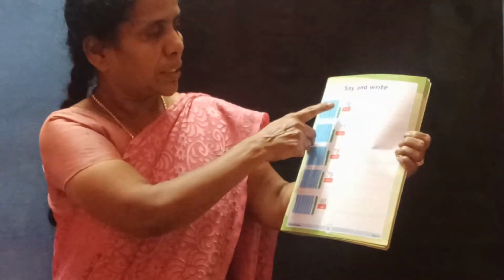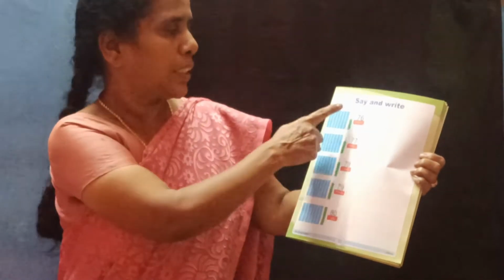Good morning to all. Today we are going to see numbers and number names from 76 to 80. Turn your book to page number 29 and 30. Last week we learned the numbers and number names 71 to 75. Today we are going to see numbers 76 to 80, page number 30.